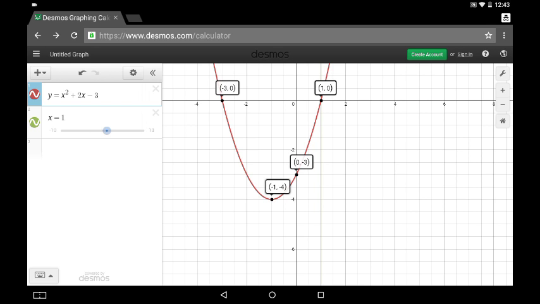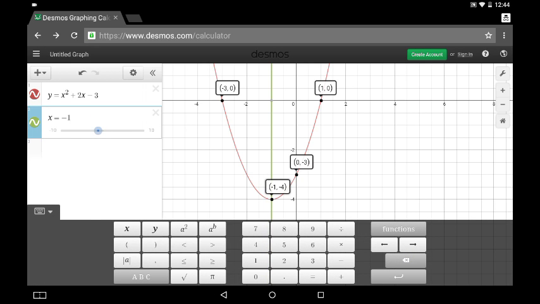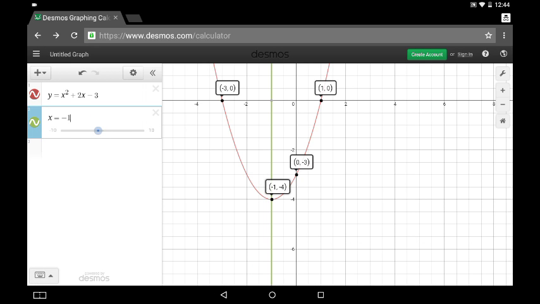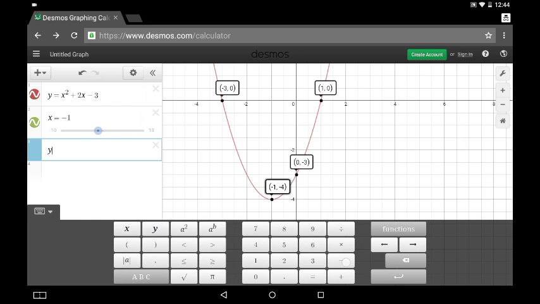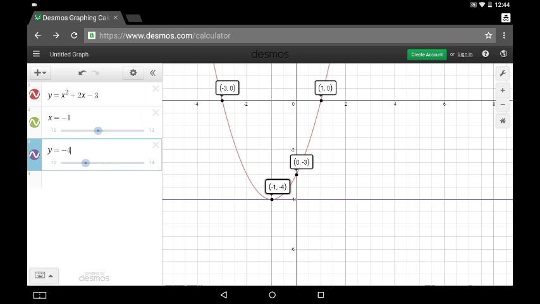The other part of the vertex comes from our axis of symmetry, right here. Might be easier if I just type it in. There we go. So our axis of symmetry is at x equals negative 1. Our minimum value is at y equals negative 4, so that's the purple line. And where the axis of symmetry and the minimum value meet, that's our vertex at negative 1, negative 4.